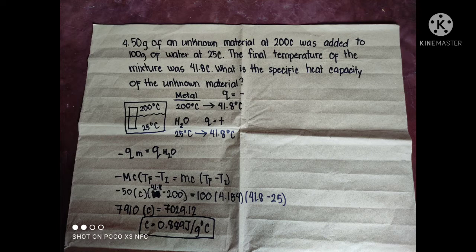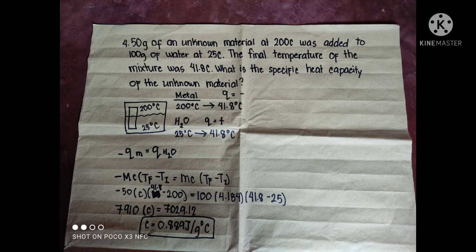So on the left side, I'm going to write everything that's associated with the unknown material. And on the right side, I'm going to replace delta T with the final temperature minus the initial temperature, and everything related to water is going to be on the right side. So now let's plug in everything that we know.